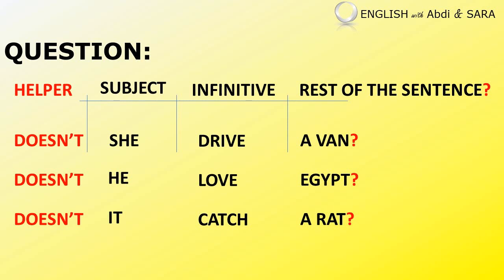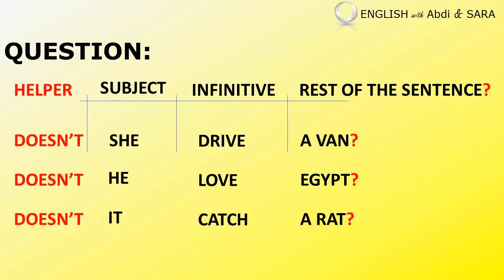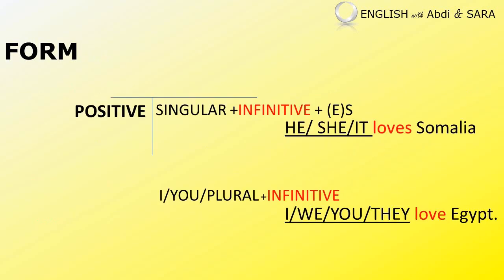Doesn't it catch a rat? Notice, in all these cases, there is a question mark at the end, and the verb stays as original form or as an infinitive. Let us look at the orders.